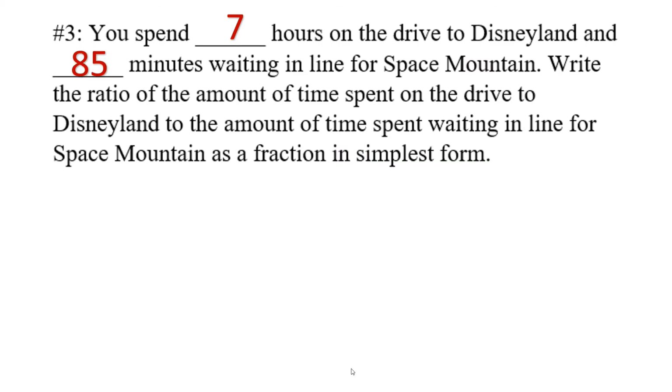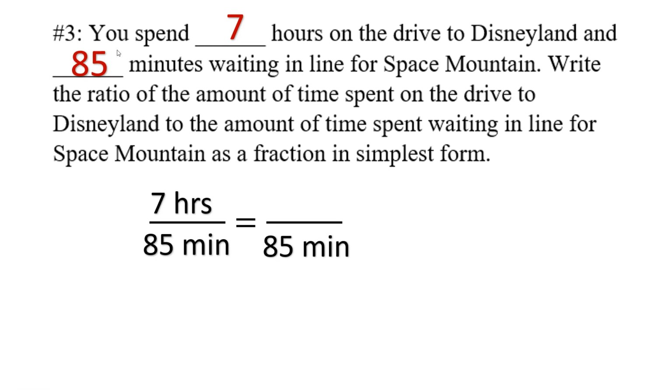So to fill in the missing values, you spend 7 hours on the drive to Disneyland and 85 minutes waiting in line for Space Mountain. We're writing a ratio of the amount of time spent on the drive, which is the 7 hours, to the amount of time spent waiting in line for Space Mountain. So we're going to write it like this, and we're going to convert to minutes because minutes are smaller, so we can multiply 7 hours times 60, which is 420 minutes.